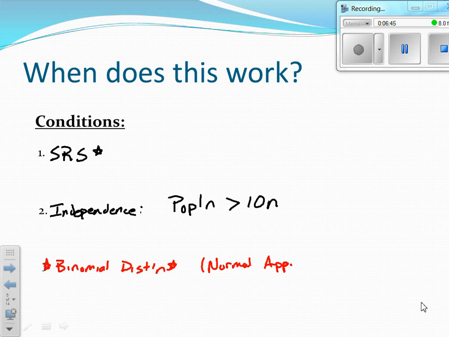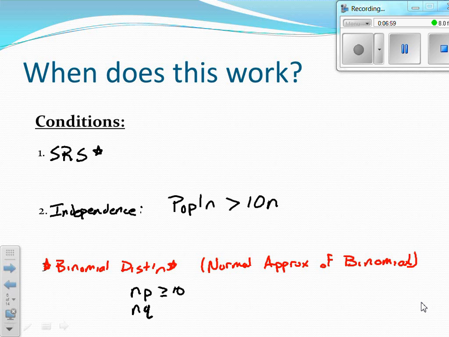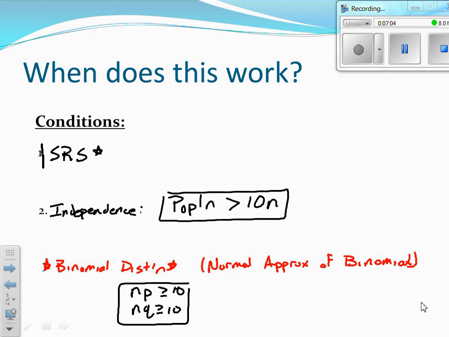These are starting to stack up to be normal distributions. If you recall, the normal approximation of a binomial, we have to have NP that is greater than or equal to 10 and NQ is greater than or equal to 10. So here are the three things that we're going to check every time that we do these problems with proportions to make sure that we are in fact following good procedures. One thing I do want to point out too, that's just the P, not P hat. And remember that P is the population proportion.